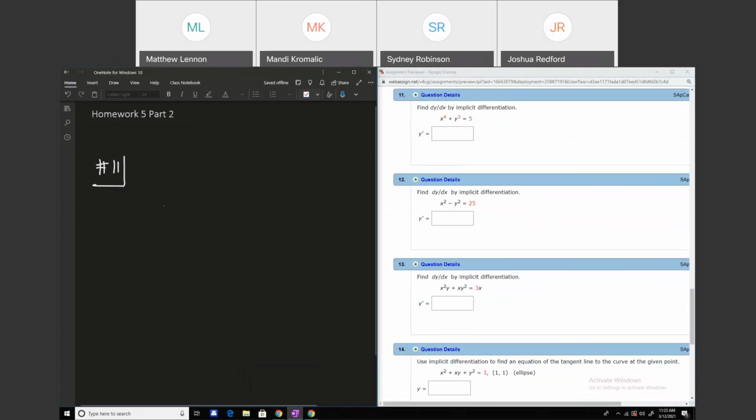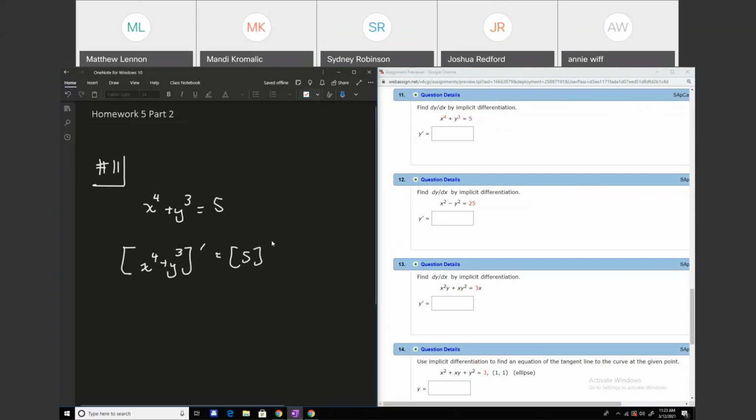So for number 11, we have x to the 4th plus y cubed equals 5. So we're thinking of y as an implicit function of x, and we're differentiating both sides. Whenever you take the derivative of y, take the derivative as usual, and then multiply by a y prime. So the derivative of x to the 4th is 4x cubed. The derivative of y cubed is 3y squared times y prime, because it's implicit differentiation, and the derivative of 5 is 0.